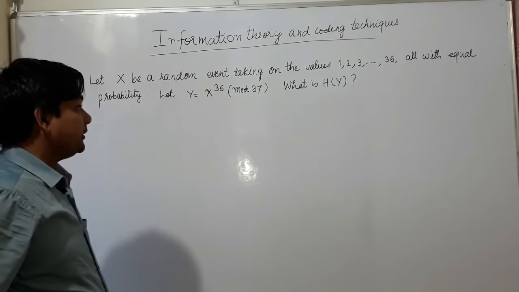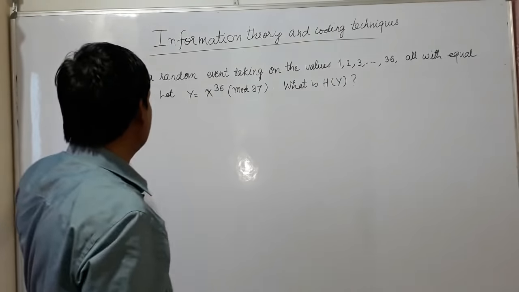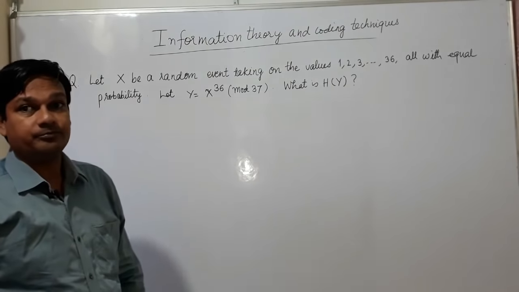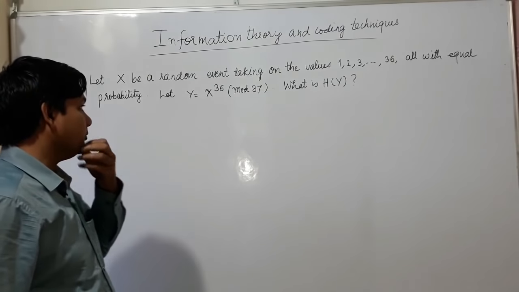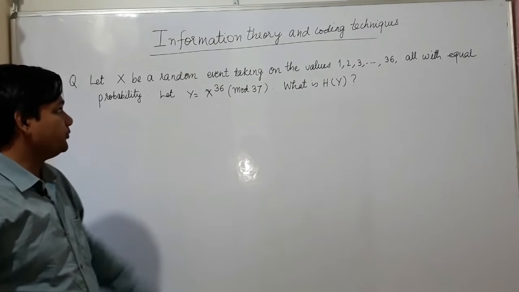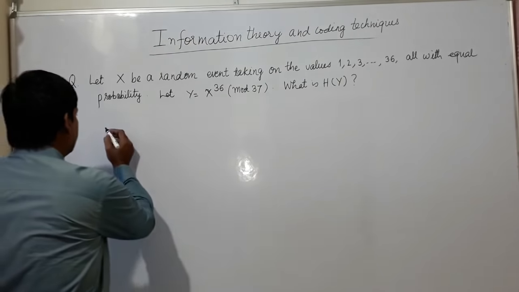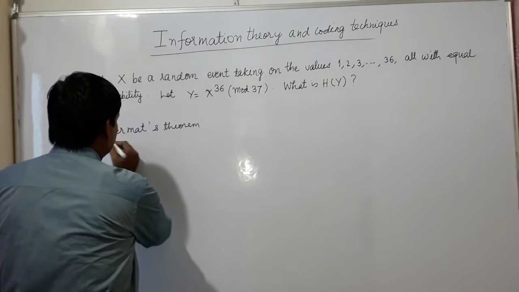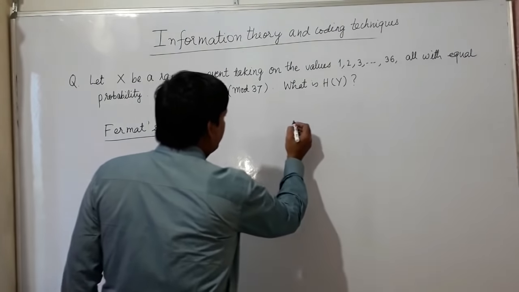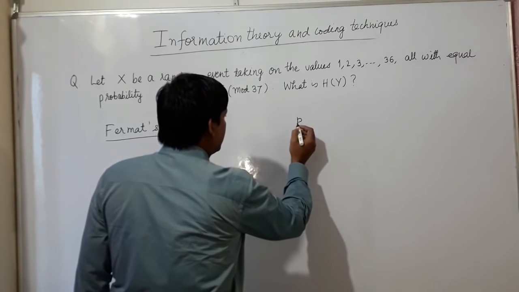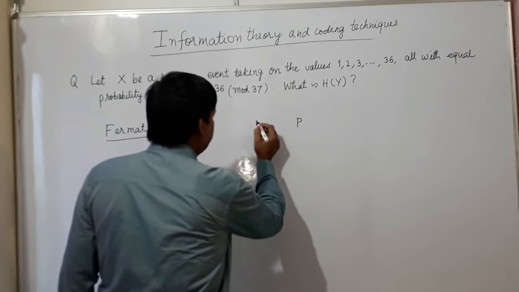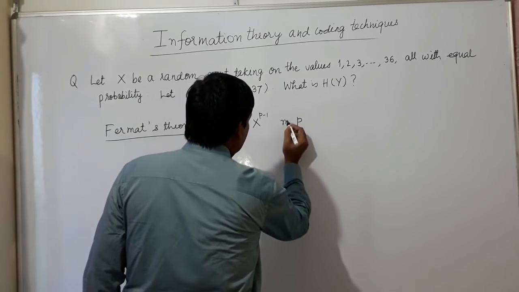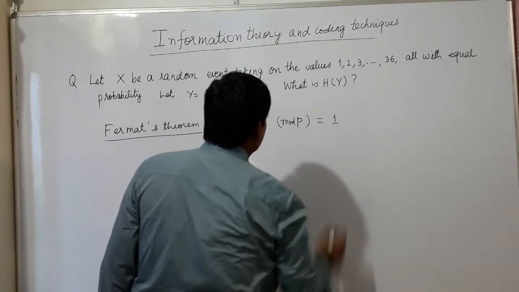Let X be a random event taking on values 1, 2, 3 up to 36, all with equal probability. Let Y equal X to the power 36 mod 37. What is H(Y)? Before going to solve this problem, we shall have to know what Fermat's theorem is. Fermat's theorem says that if there is some prime number p, and you raise any x to the power p minus 1 mod p, it will always be 1.